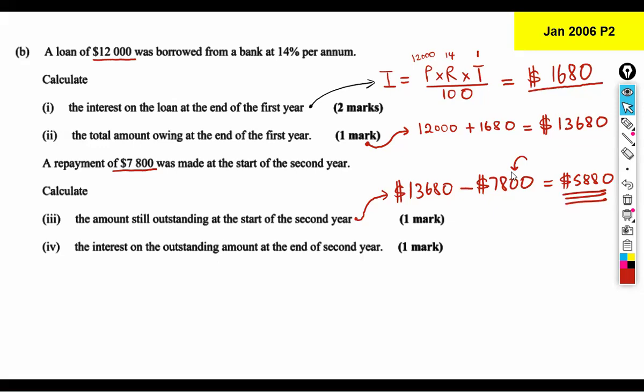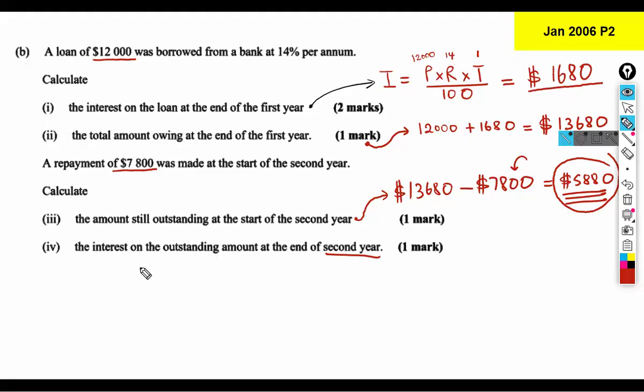Now, for the next year, you're treating the second year separately from the first year. So when the second year starts, the bank is going to say, all right, this is the amount that you are currently owing. You have $5,880. Even though they say the second year, you're counting each year separate from each one. So the bank is saying, for that $5,880, you have to pay us 14% interest on it, right? Which is what normally happens in banks.